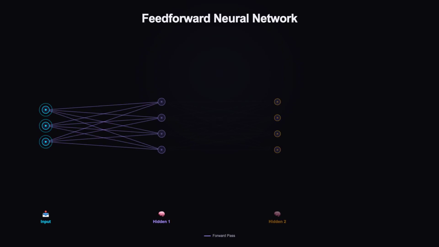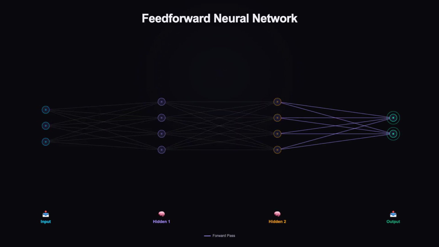Stack neurons into layers and you get a neural network. The input layer receives data. Hidden layers process it through weighted connections. The output layer produces the final prediction. Data flows forward through the network. This is called forward propagation. Each layer transforms the data, extracting increasingly abstract features.